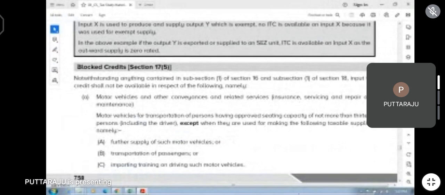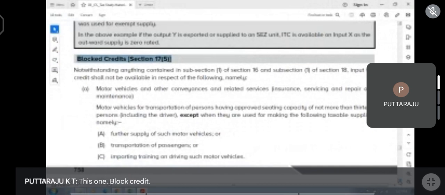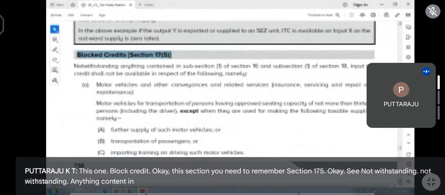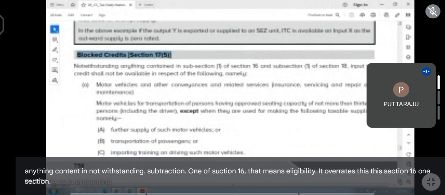This one, block credit. Okay, this section you need to remember, section 17.5. Okay, see, notwithstanding anything contained in subsection 1 of section 16, that means eligibility, it overrides this section, 16.1 section and 18.1 section, this section overrides those two sections.